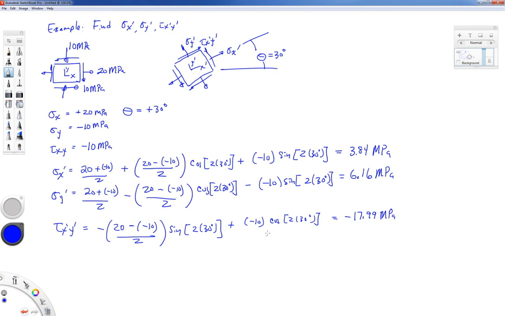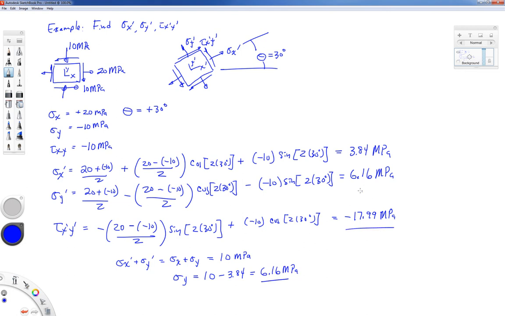All right. Now, we didn't have to use this long equation for sigma y prime. Let's take a look at this. We had that equation, sigma x prime plus sigma y prime is equal to sigma x plus sigma y. Sigma x plus sigma y, if we look at that, is plus 10. So sigma y prime should have been equal to 10 minus sigma x prime. And indeed, if we do that calculation, we will get 6.16 megapascals.